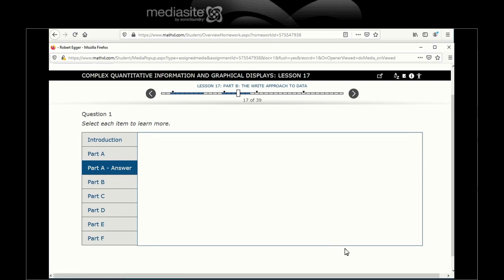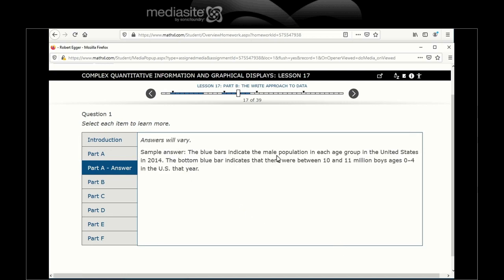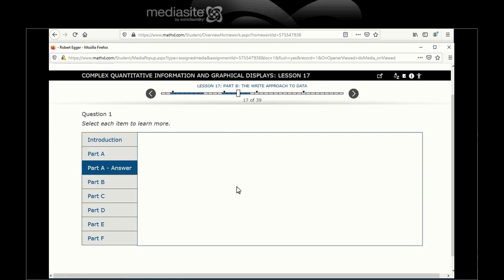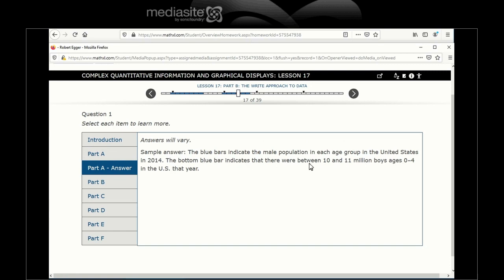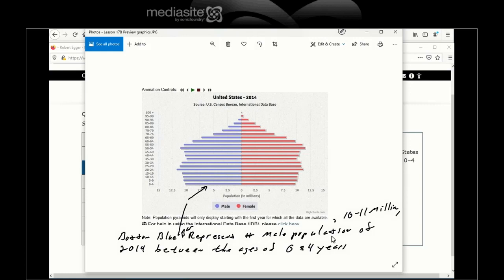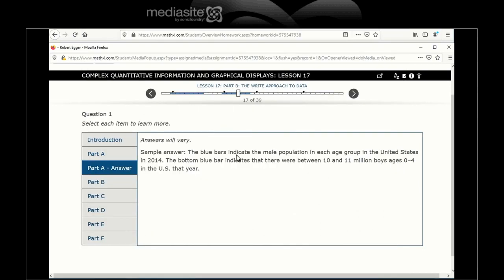What do they say? The blue bars indicate the male population in each age group in the United States in 2014. The bottom blue bar indicates that there were between 10 and 11 million boys between the ages of 0 and 4 in the U.S. that year. And what did I write? Bottom blue bar represents the male population, 10 to 11 million, of 2014 between the ages of 0 and 4. And that may not be the best paragraph or sentence structure, but it's got all the information.